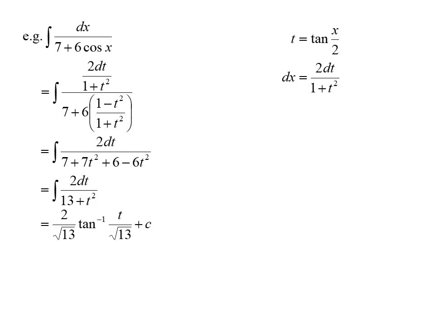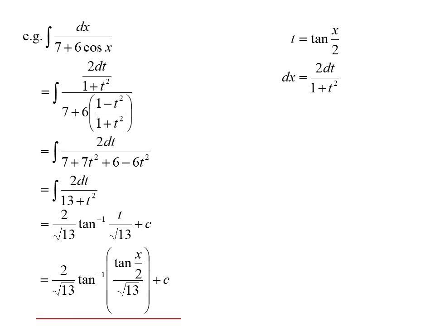That is inverse tan. 2 on root 13, the inverse tan of t on root 13. t was what I introduced. Let's put x back into it. So it's the tan of x on 2, on root 13. There it is. So tempting to go inverse tan times tan, but remember you've got this over root 13, so you can't. They won't cancel there.